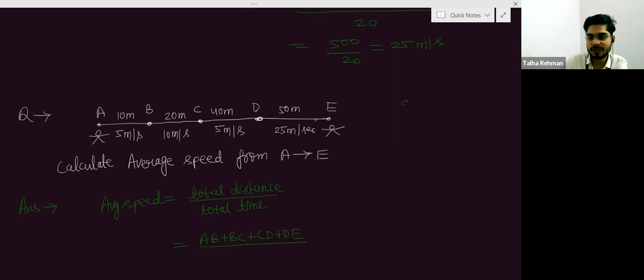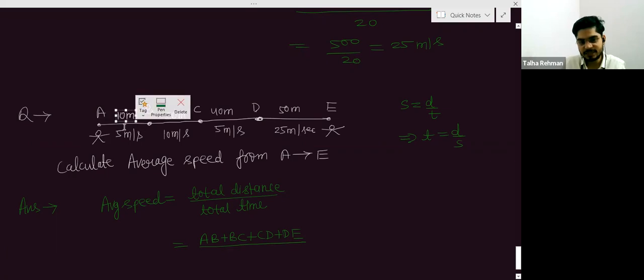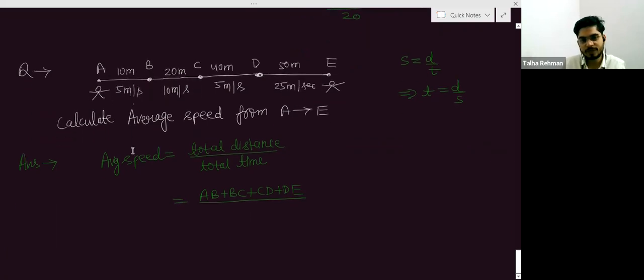So what we will do, we know that speed is equal to distance upon time. So from here we can calculate time is equal to distance upon speed. We can apply this formula here. So first we will calculate the time from A to B, that is distance by speed. So the time in going from A to B plus time in going from B to C, time in going from C to D, time in going from D to E.